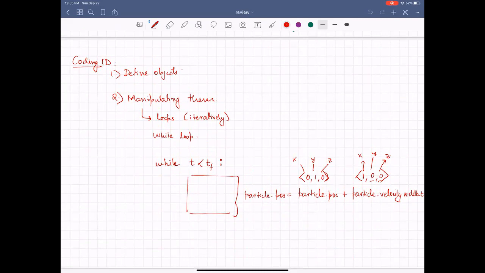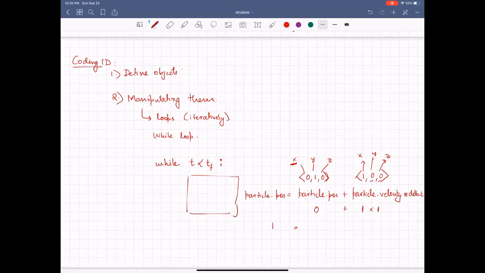So initially the x component is 0. Then I update that with particle velocity. I'm only writing the x components now. So that's 1 meter per second, say, multiplied by delta t, which is defined to be 1, right? So then this just becomes 1. Then it goes back into the loop.